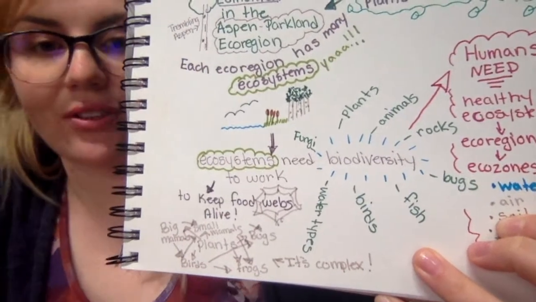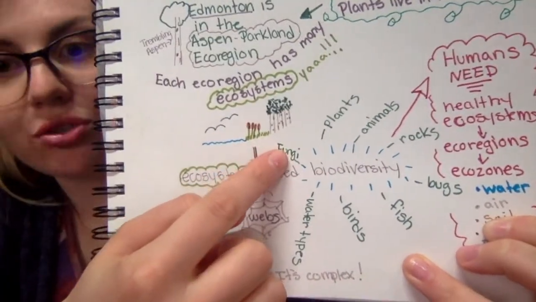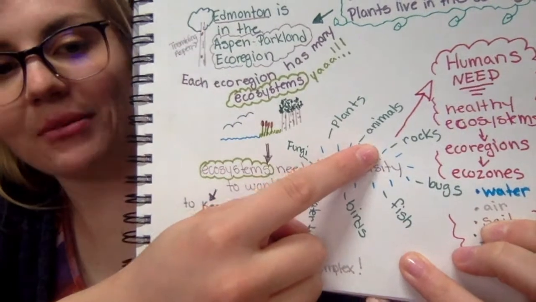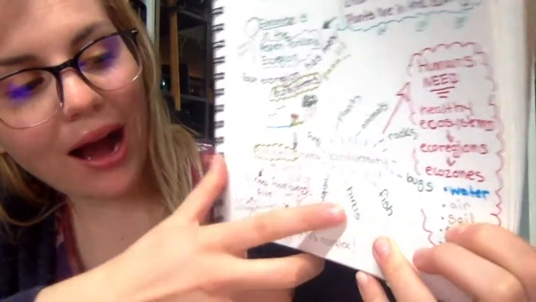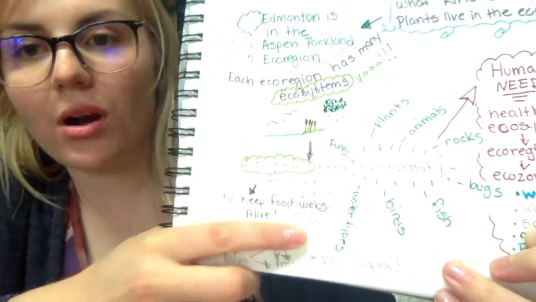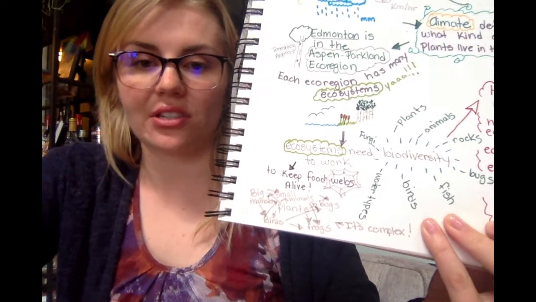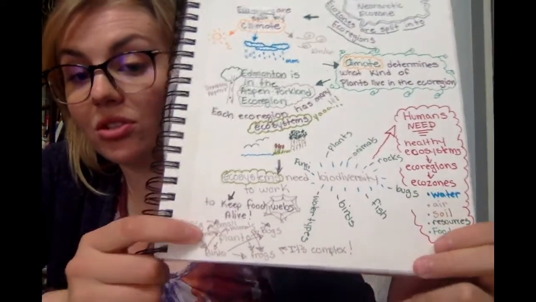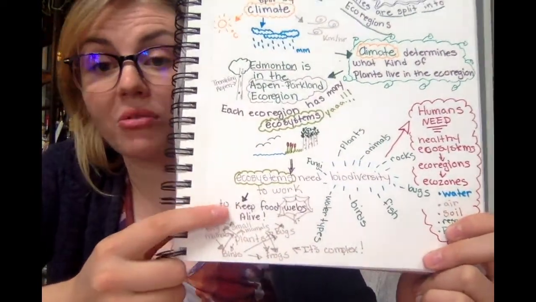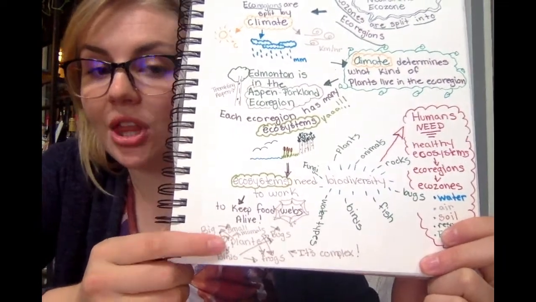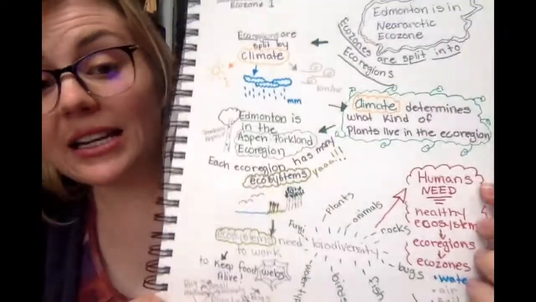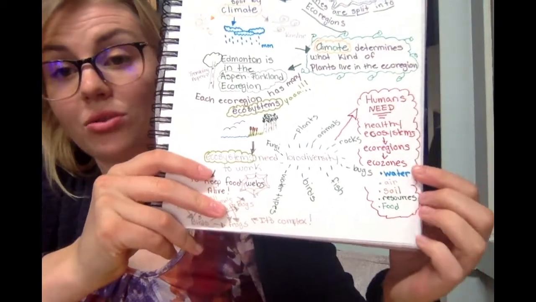Things that create biodiversity are things like fungi, which are mushrooms, plants, animals, rocks, bugs, fish, birds, and different water systems like rivers, glaciers, and lakes. So, in an ecosystem, all these different things in the biodiversity interact in this really complicated web. And humans don't fully understand how all these different interactions interact. But we do know that we need to keep biodiversity thriving so that these food webs remain healthy, because humans need healthy ecosystems to be able to live.